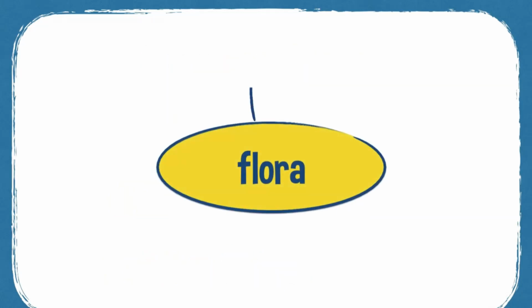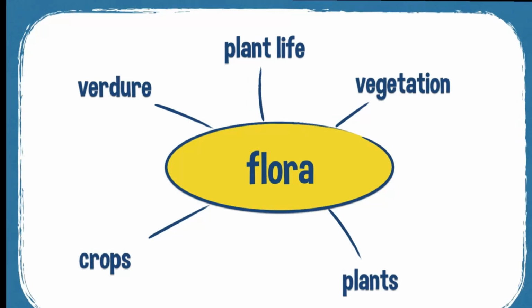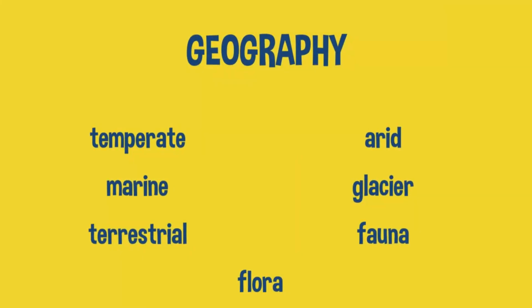And some synonyms for flora: plant life and plants, vegetation, crops. And this word, which is not commonly used, but you might come across it, verde. It's to do with vegetation and plant life. So there are your 7 geography words: temperate, arid, marine, glacier, terrestrial, fauna and flora.